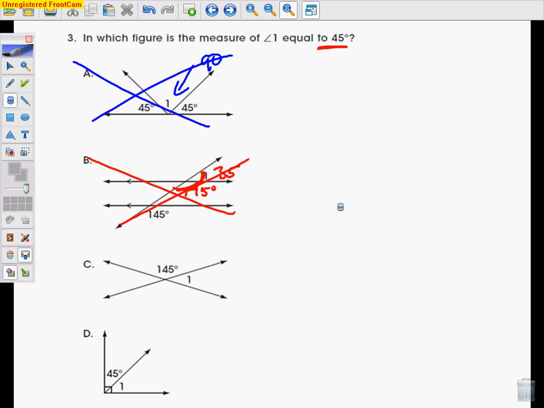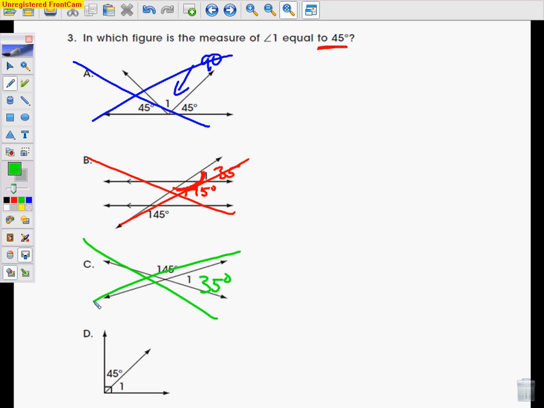All right, let's look at C. C is actually similar to B. Here again, we should notice that this makes a full line. So that's going to be how many degrees? 180. So just like in the last problem, we know that this would have to be 35 degrees because 145 plus 35 is 180. So it can't be that. So by process of elimination, we know the answer is D, but let's just check.